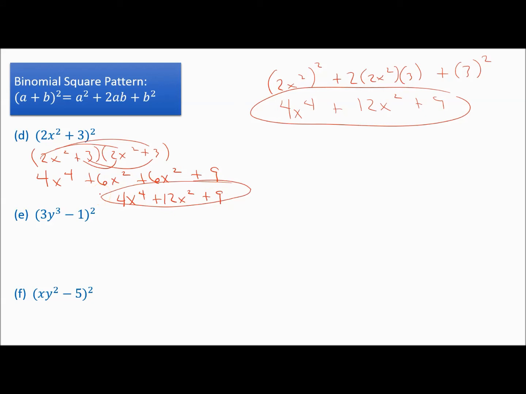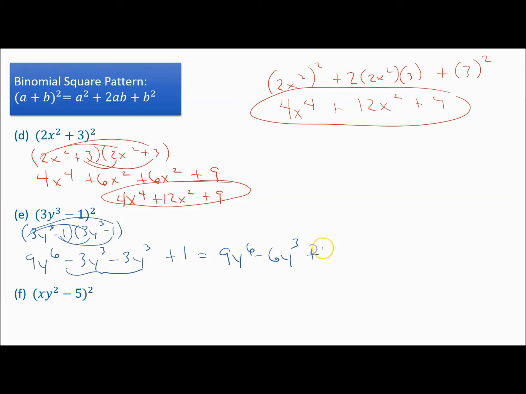Alright, 3y to the 3rd minus 1. So I have 3y to the 3rd minus 1 times 3y to the 3rd minus 1. 3y to the 3rd times 3y to the 3rd is 9y. Remember, add those exponents, to the 6th. 3y to the 3rd times negative 1 is negative 3y to the 3rd. Negative 1 times 3y to the 3rd is negative 3y to the 3rd. Negative 1 times negative 1 is plus 1. So my final answer is 9y to the 6th minus 6y to the 3rd when I add these like terms, plus 1.